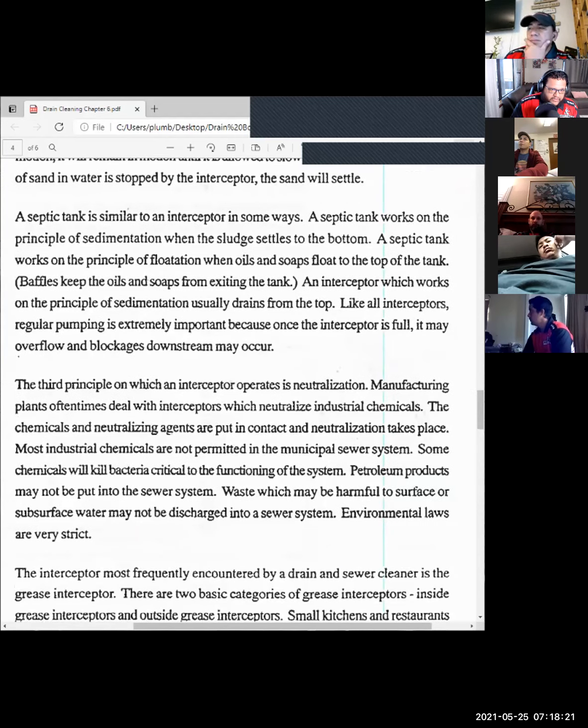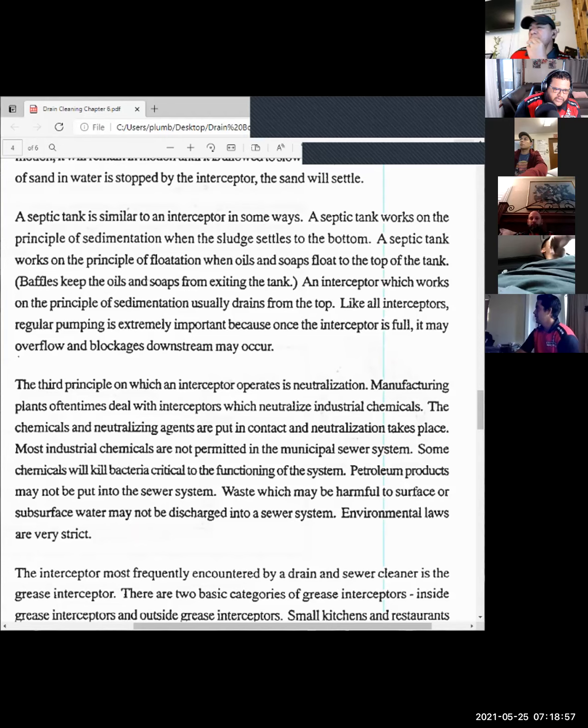Septic tanks are similar to an interceptor in some ways. A septic tank works on the principle of sediment when the sludge settles to the bottom, and on the principle of flotation when the oils and soaps float on top of the tank. Baffles keep the oils and soaps from exiting the tank. An interceptor which works on the principle of sedimentation usually drains from the top. Like all interceptors, regular cleaning is extremely important, because if the interceptor is full it may overflow and blockages downstream may occur.